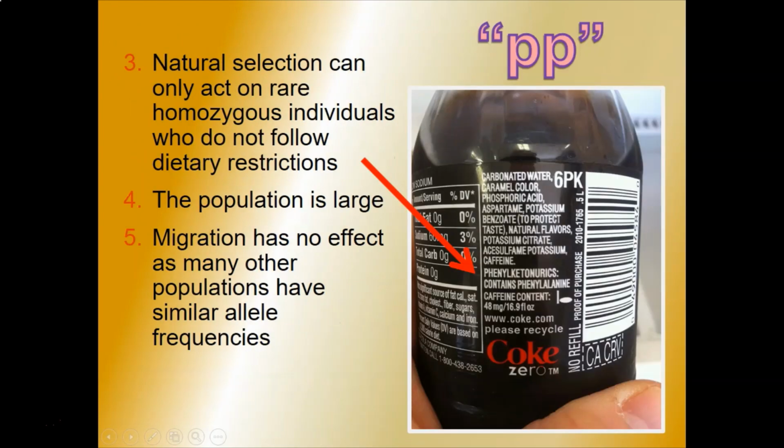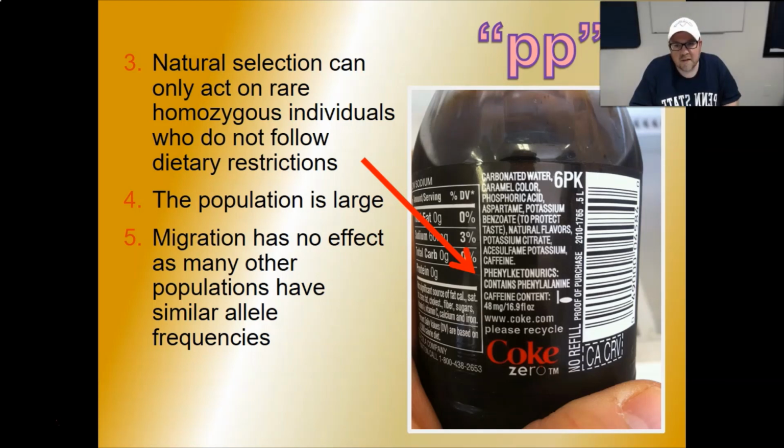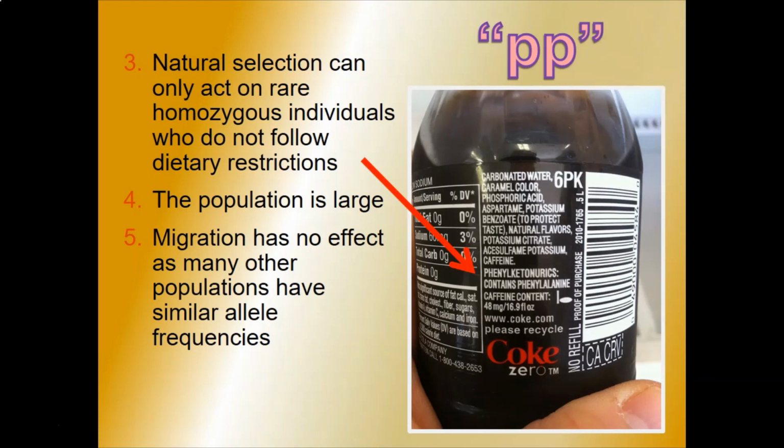Okay, and then natural selection can only act on rare homozygous individuals who do not follow dietary restrictions. So natural selection will be active in a population, but think about what this is saying. If you are one of those rare kids born with little p, a phenylketonuriac, that's okay, because as long as you follow the dietary restrictions, have access to health care, your parents are watching out, and your doctor's telling you what to do, you should be just fine. So natural selection really doesn't mess too much with this population.